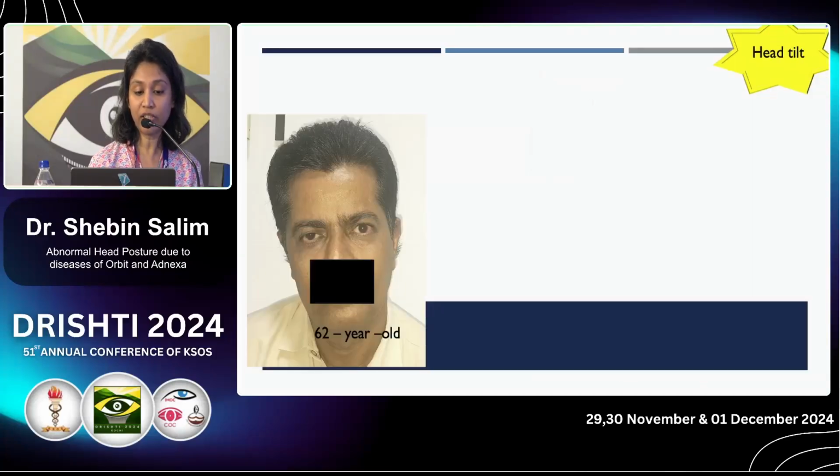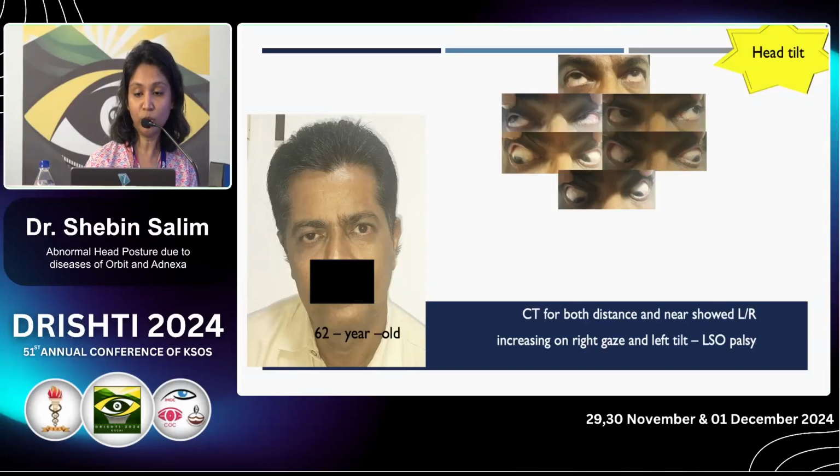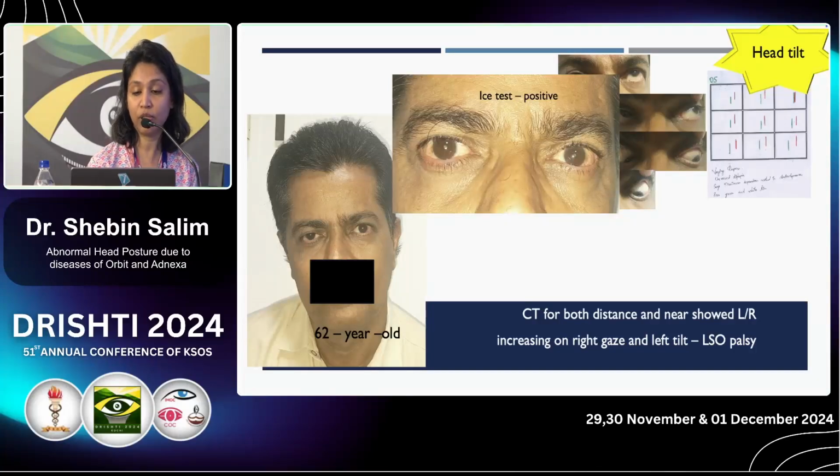This was another interesting case. He presented with acute onset diplopia and right eye drooping. Cover test for both distance and near showed a left hypertropia which was increasing on right gaze and left tilt. So this is left superior oblique palsy. Extraocular movements are full and the ice test was positive, so possibly this is a case of ocular myasthenia. He was sent for further investigation. Usually in myasthenia, the recti muscles are involved. Oblique involvement is very rare.